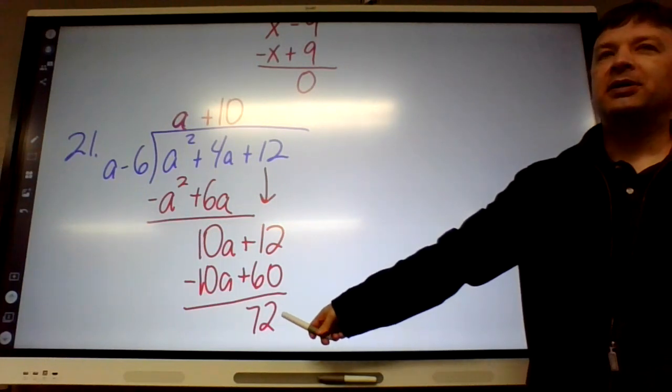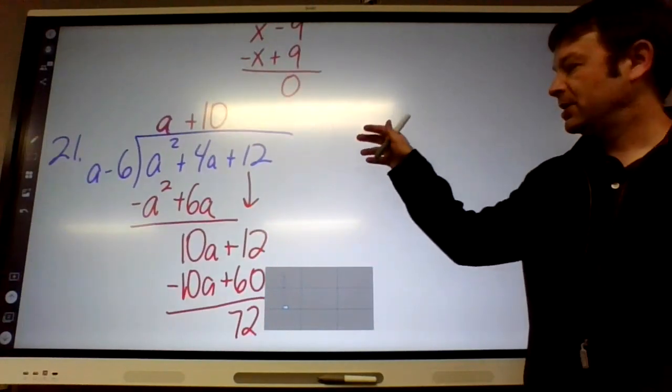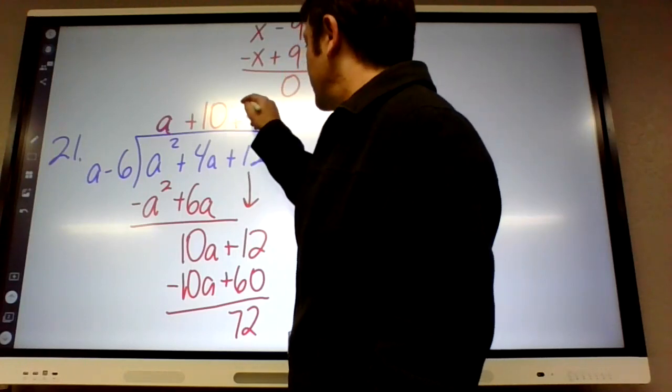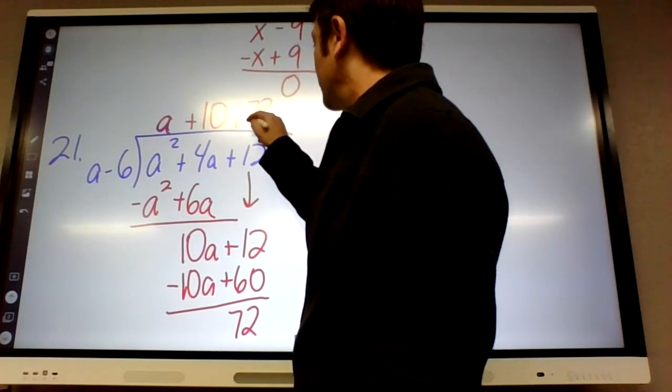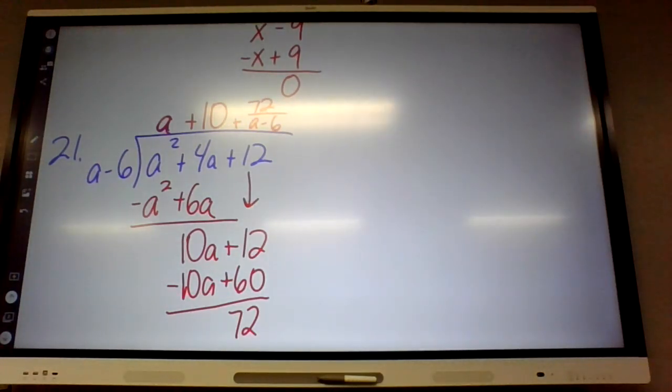So the remainder, you guys remember what we did with the remainder on the normal division problem? We made it a fraction. Put it over the divisor, and that's what we're gonna do right here. So it's 72 over a minus 6. Yeah, go ahead and put plus. You just put the remainder over the divisor, just like we did on the example. And if there's nothing you can do, you can't reduce it at all.